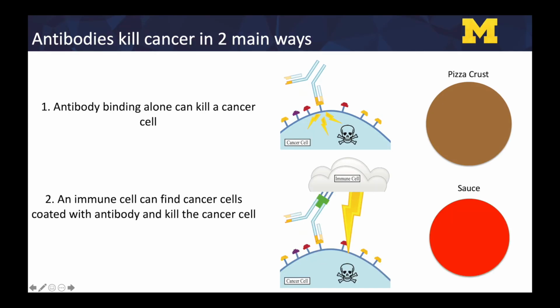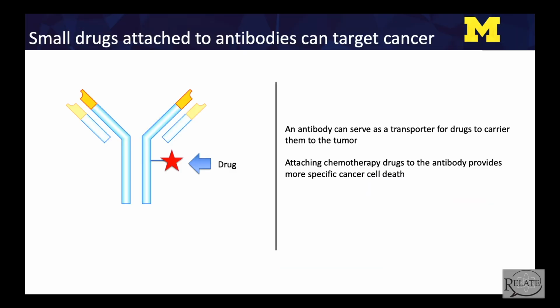Just like a pizza crust is the most basic ingredient for a pizza. The second method in which antibodies can cause cell death is by interacting with the immune system. I mentioned earlier that as part of a healthy immune system, everyone has antibodies, and your body can interact with those antibodies. So, when your antibody coats a cancer cell, the immune system will actually come in and kill the cancer cell as well.